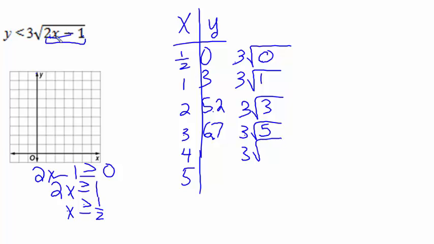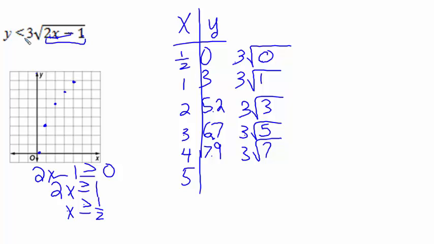2 times 4 is 8. 8 minus 1 is 7. 3 times the square root of 7 is about 7.9. Let's see what this gives us. We plot these points. A half, 0 is right here. 1, 3 is here. 2, 5.2 is about there. 3, 6.7 would be here. And 4, 7.9 would be about there.